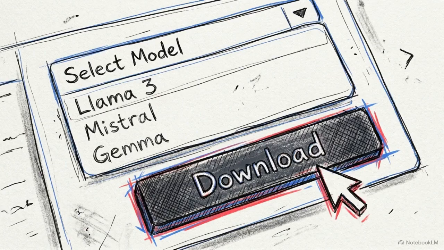Your next step is to select your foundational text model, download it, and get your local engine running.